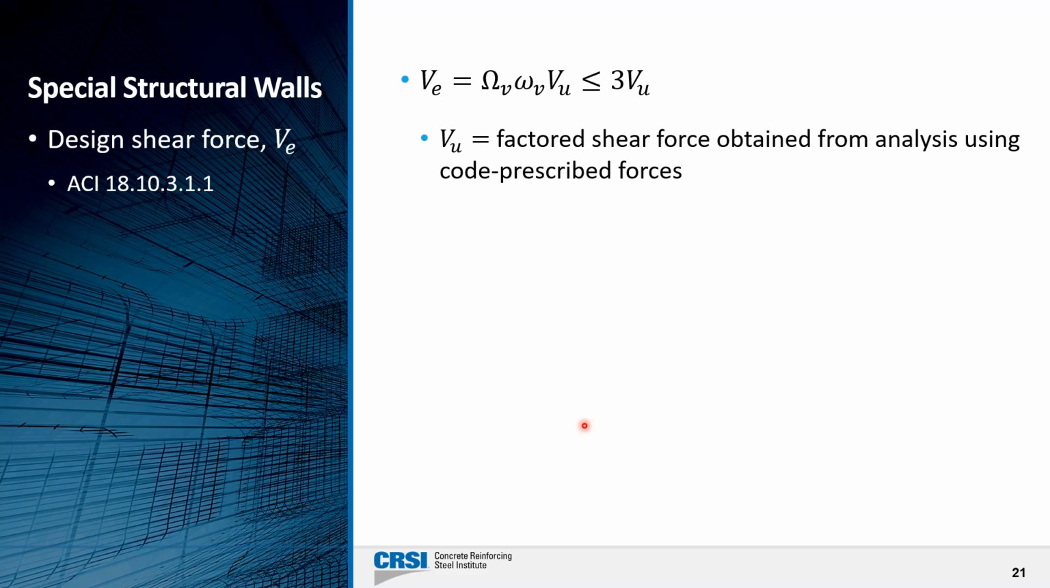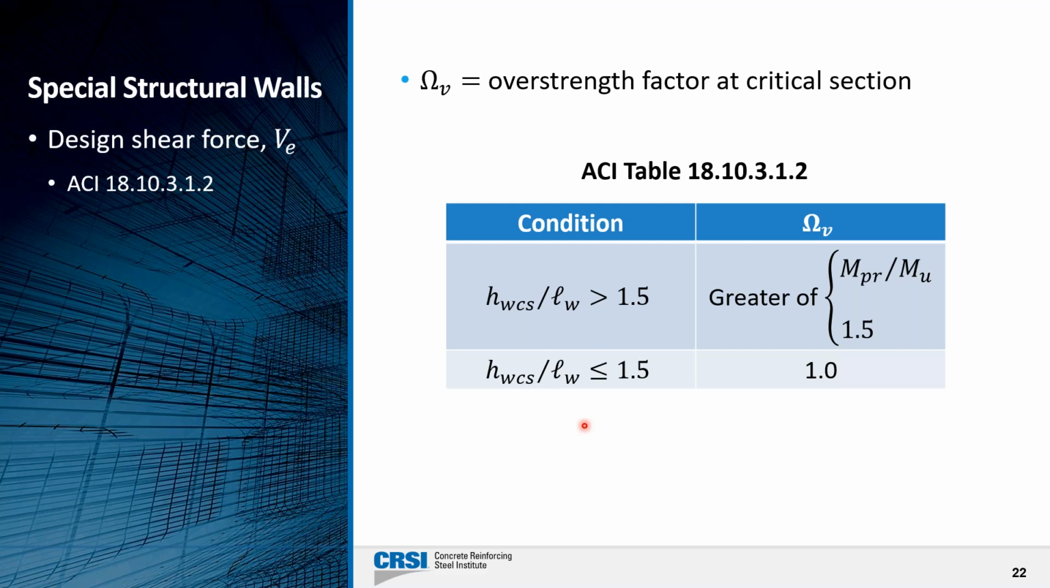So how do we determine these omega factors? You go to ACI table 18.10.3.1.2 for the case of omega sub V, which is defined as the overstrength factor at the critical section. For the case of when we anticipate flexure to control over shear, which is defined here as the height of the wall above the critical section divided by the length of the wall greater than 0.5, it's the greater of the probable flexural strength of the wall divided by M sub U, or 1.5. If the wall's going to likely fail by shear first, like a low squat wall, then we don't need to consider that overstrength factor.